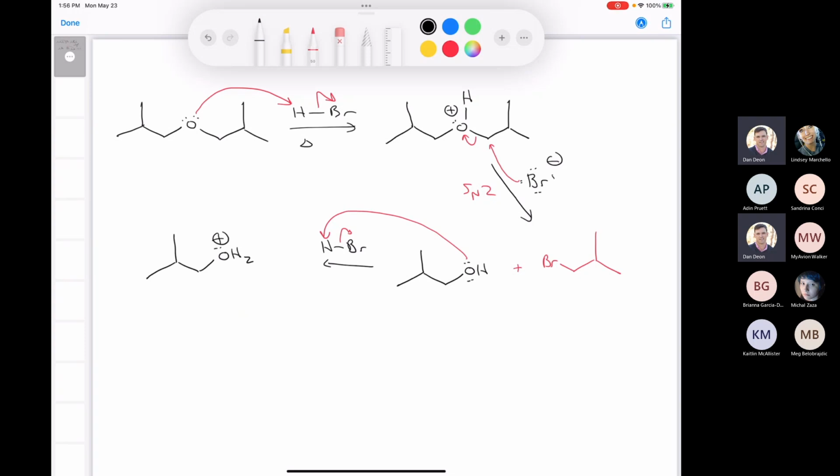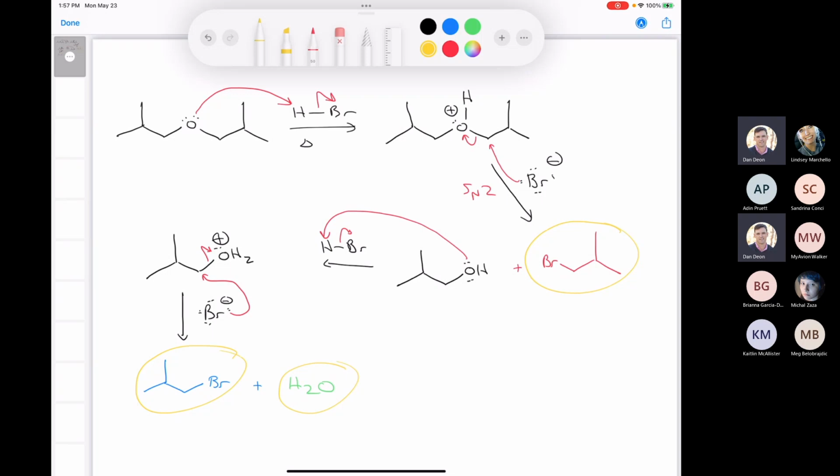So now we've got this good leaving group, and we've got a second bromide, which can come in as a nucleophile. Do another SN2, and there you have it, folks. We end up producing a second molecule of isobutyl bromide, and we also lost water in there. And so these are all of our products. We form isobutyl bromide and water. And that is the mechanism of the acid-promoted cleavage of a dialkyl ether.